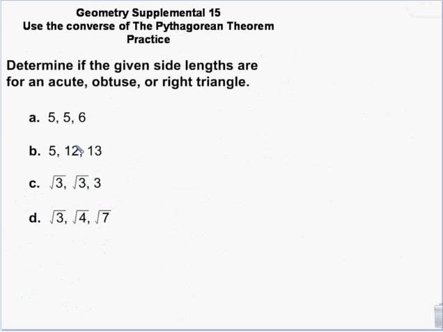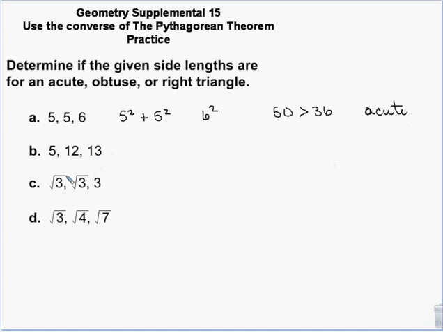Try these. Obviously 5 is less than 6, so I'd have 5 squared plus 5 squared and 6 squared. So that's 25 plus 25, which is 50, and 36. 50 is greater than 36, so we are acute.